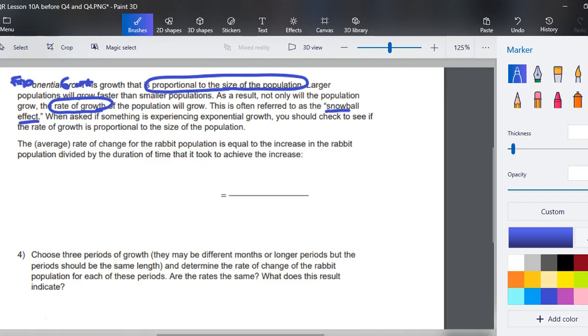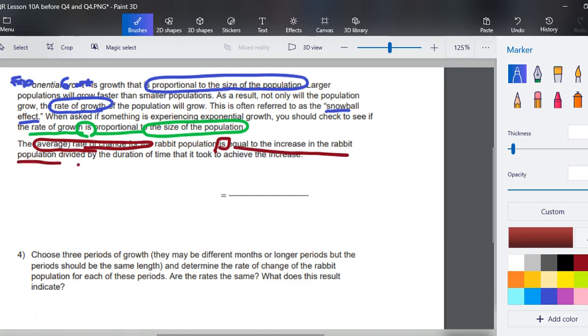When asked if something is experiencing exponential growth, you should check to see if, I'm going to change colors, the rate of growth is proportional to the size of the population. Changing colors again. Hopefully you're writing this down in some notes and some glossary or flashcards. The average rate of change for the rabbit population is equal to the increase in the rabbit population divided by the duration of time that it took to achieve this increase.